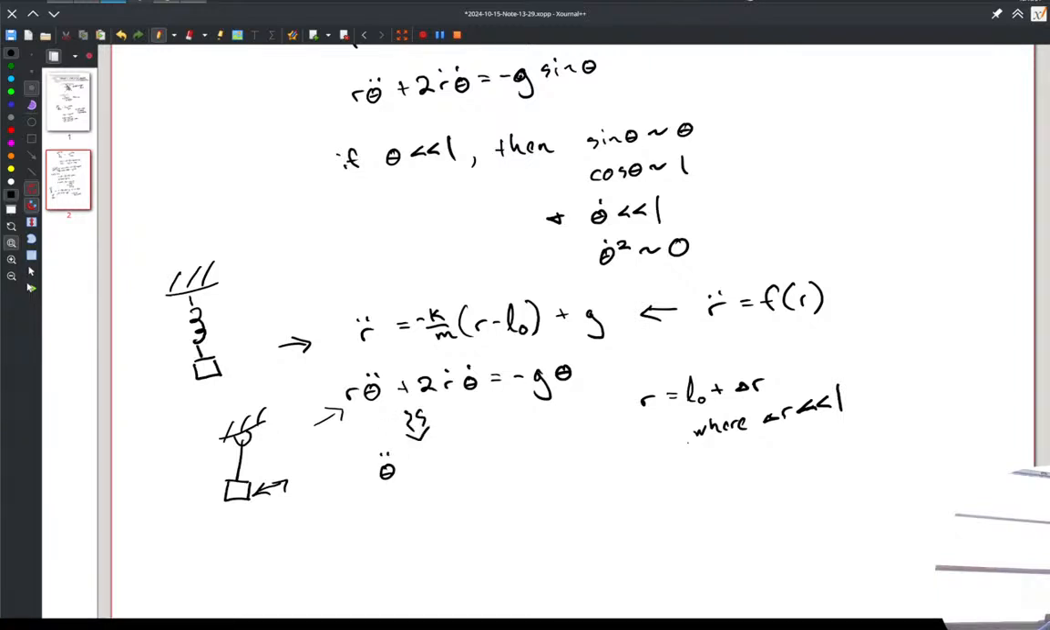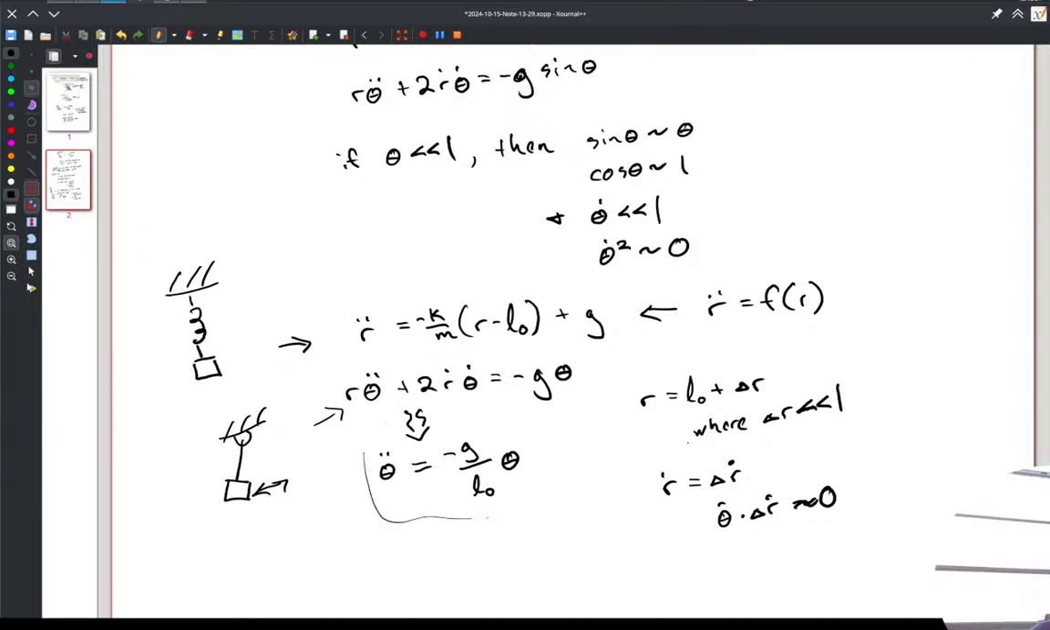Then theta double dot, I'm going to just set it equal to, for now, g over L0 times theta, because this r dot is equal to just that delta r dot. So when it's theta dot times that delta r dot, both of those are much less than 1, so both of them times each other are going to be much less than 1.